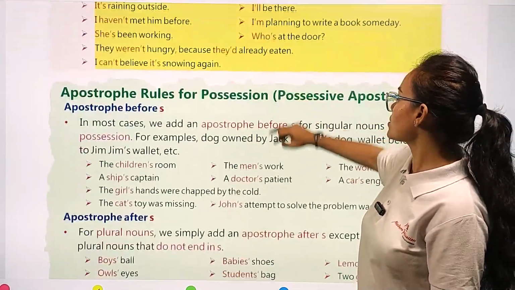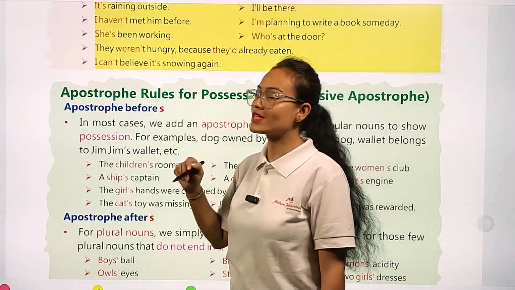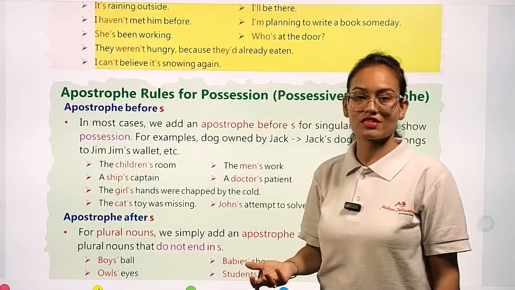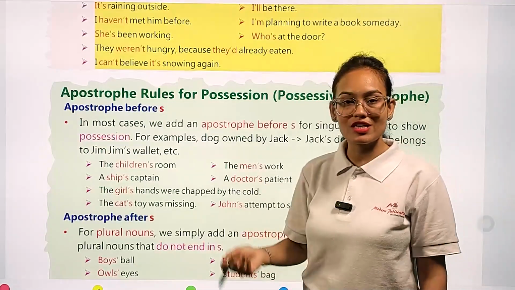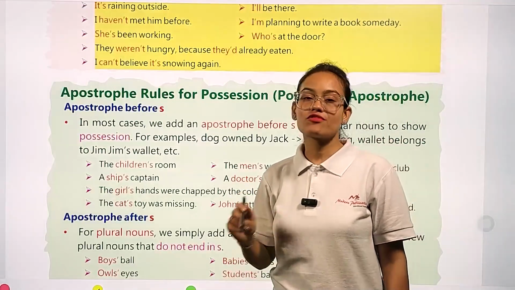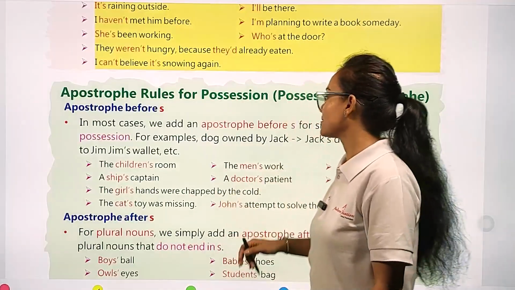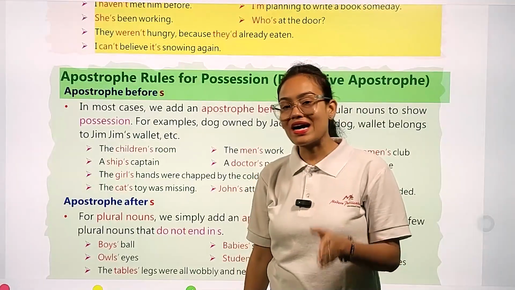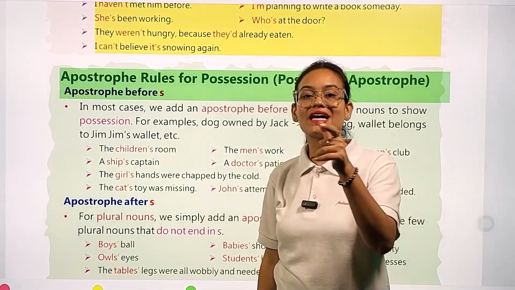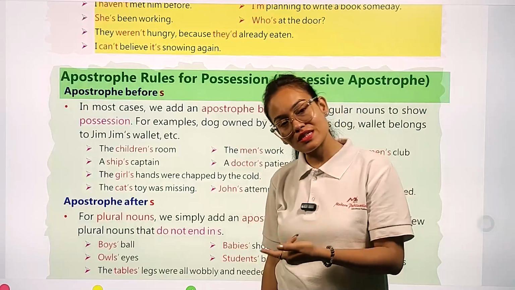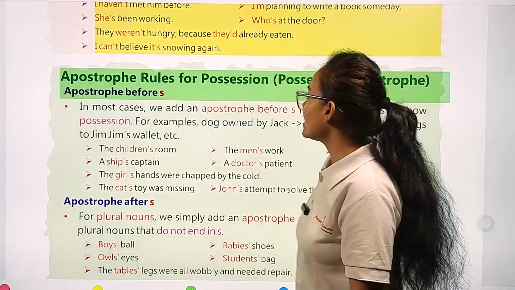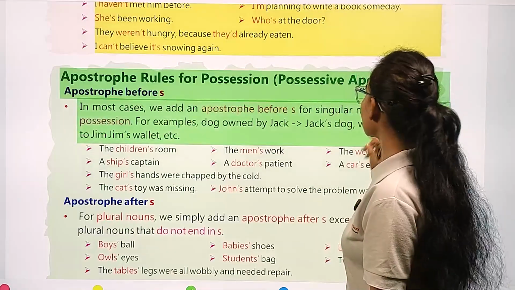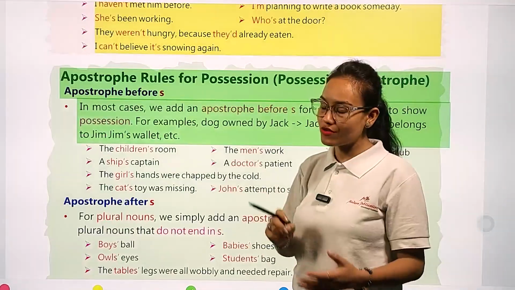Okay. Now, my dear student, we are going to see the apostrophe rule for possession. Whenever we are going to show possession, what apostrophe rule do we follow? Let's see. Apostrophe before S. Sometimes we add the apostrophe punctuation mark before the alphabet S which is present in the sentence.